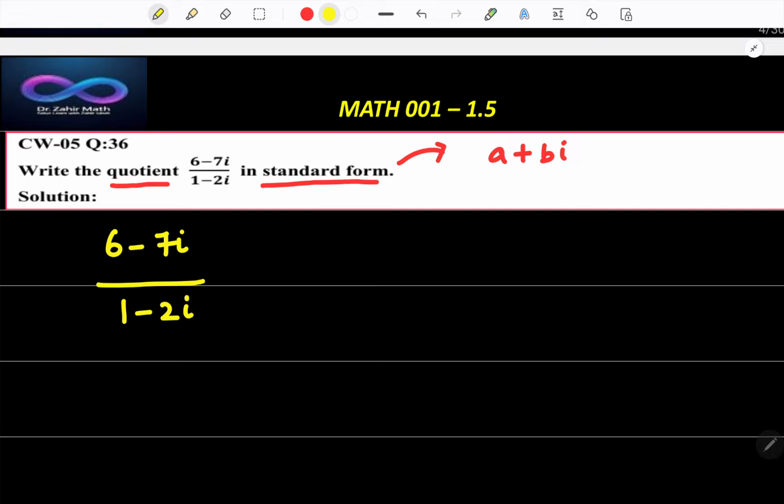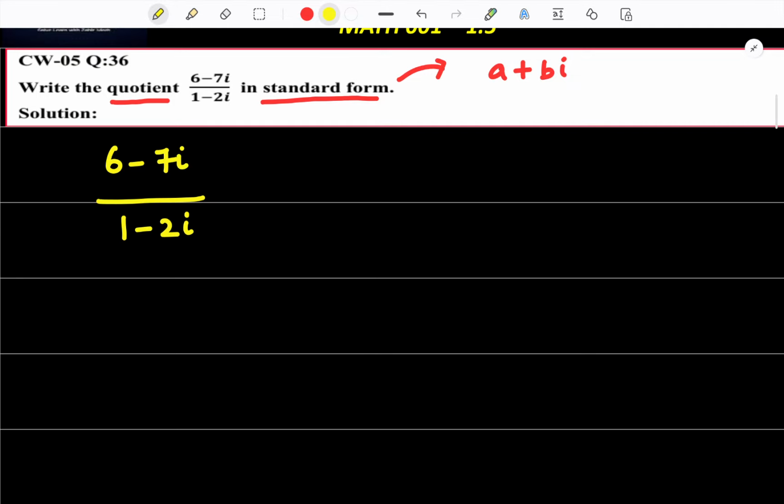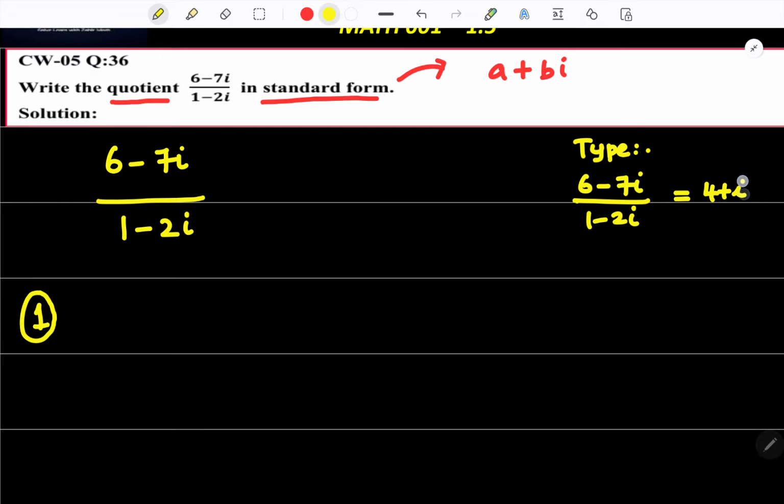The similar question is rationalizing the denominator. In the first module we did it. Same thing. You have to do it by steps, not the answer directly. Okay. Right. So now, before going to this one, take your calculator, all of you. Type 6 minus 7i over 1 minus 2i. Once you press equal, you will get the answer 4 plus i.